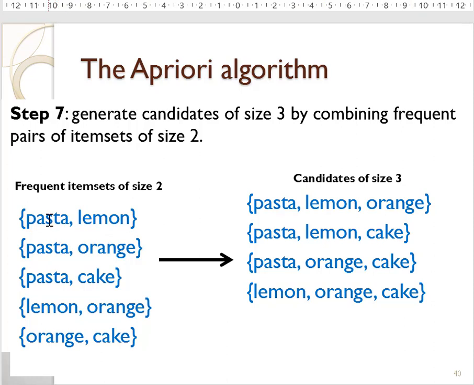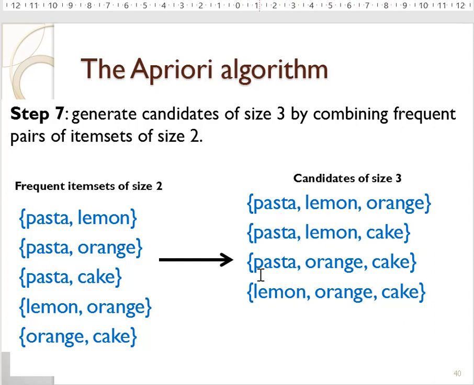So here we take pasta lemon, pasta orange, and we combine together to get pasta lemon orange. We take pasta orange, pasta cake, we combine together to get pasta orange cake. We take pasta lemon, pasta cake to get pasta lemon cake, and so on. So we take the frequent item set of size 2, combine them together to get some candidate of size 3.